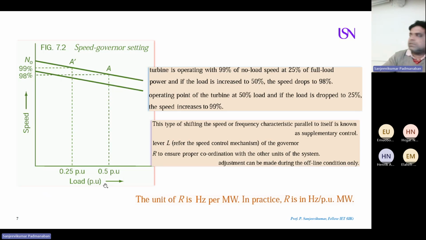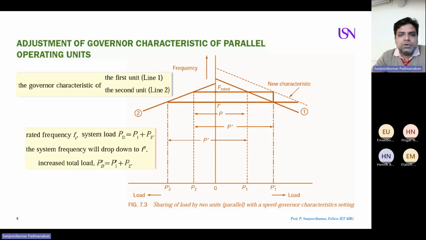Any doubt about this slide, with a single synchronous generator, how the speed governor characteristic is particularly set for frequency? Why do we call it the speed characteristic? Because speed is related to the frequency directly: 120 f by P. Any doubt about step by step how we are moving towards the controller? Any questions? Okay.